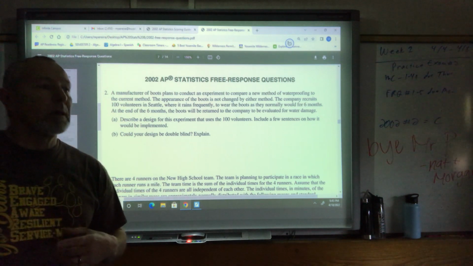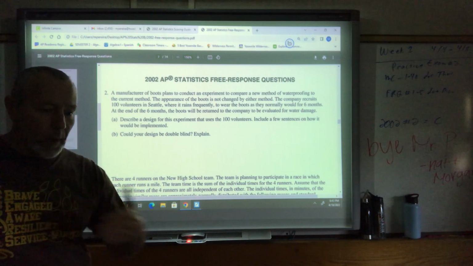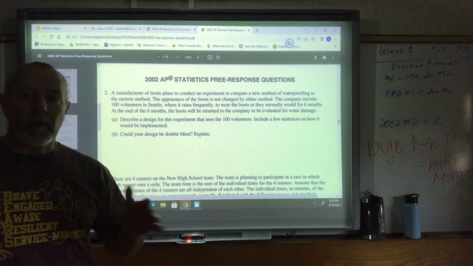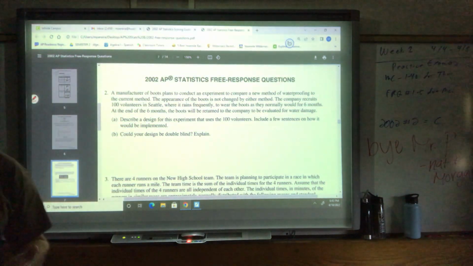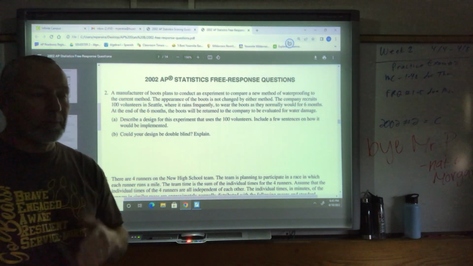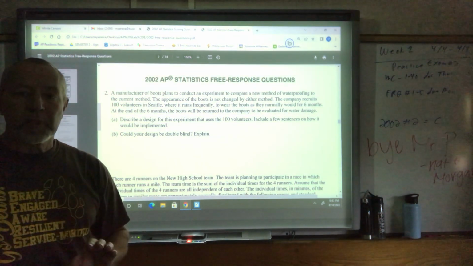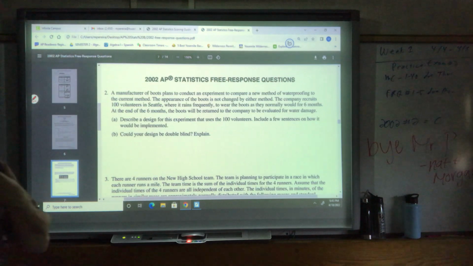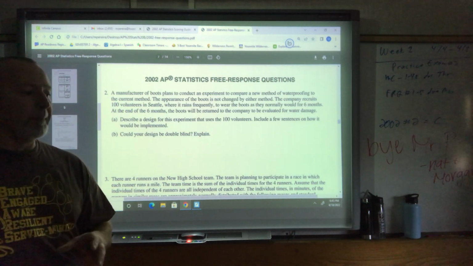I don't want the people to wear one pair of boots for 3 months and the other for 3 months, because during that time in Seattle, the weather probably changes. Probably one of those sets of 3 months has more rain than the other. So we really want to have them change intermittently. We talked about it today in class that we need to have randomization.